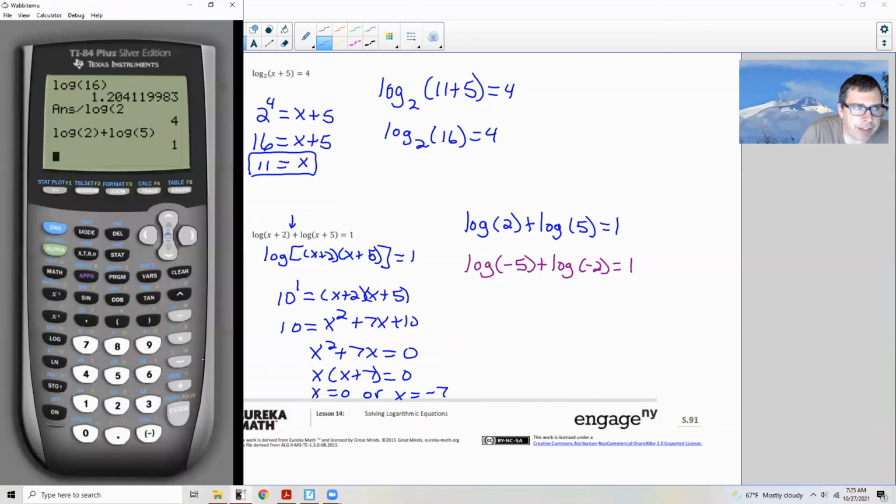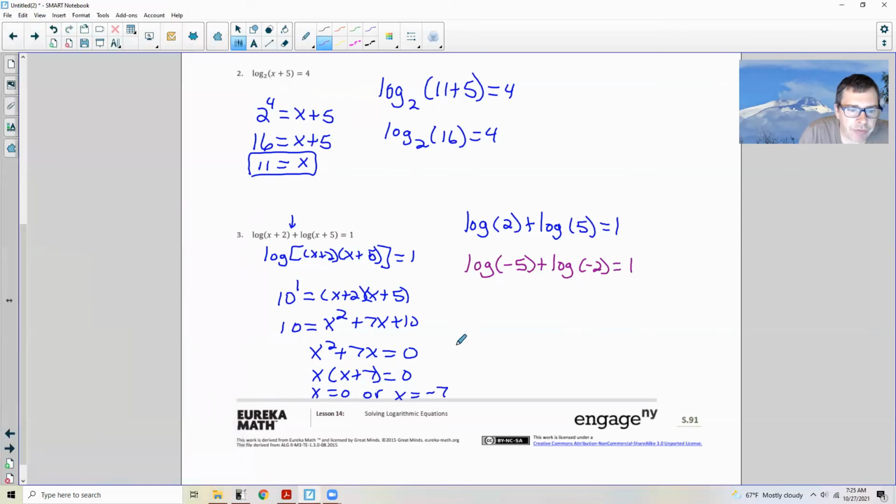So if I go to my calculator, what's going to happen here? Log of negative 5, whoops, don't need a double parenthesis, log of negative 5 plus log of negative 2, and I hit enter. Okay, error, non-real answer. So you need to be careful with these because you cannot take the log of a negative. So this is what's called an extraneous solution. So my only answer here is 0.